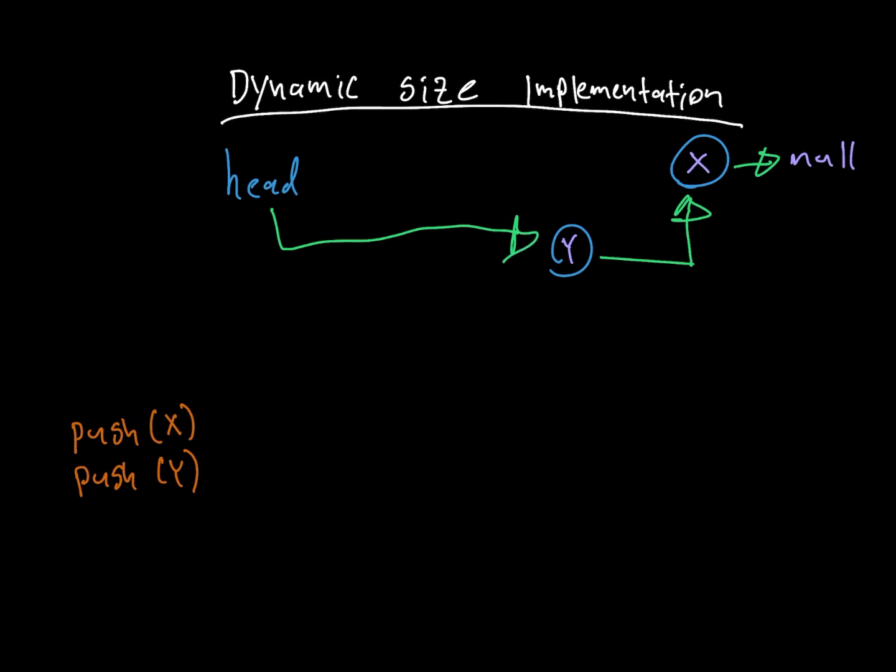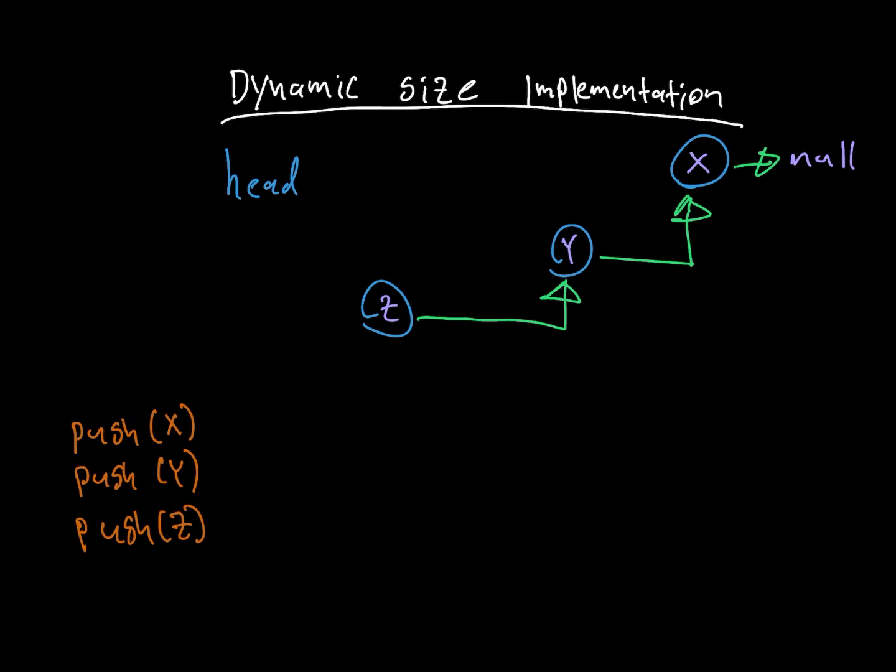We try once again. Push Z. Create this new node. Fill data with Z. Set the next pointer to be the current first node in the sequence. That's Y. Update head to point to our new node, which is Z.